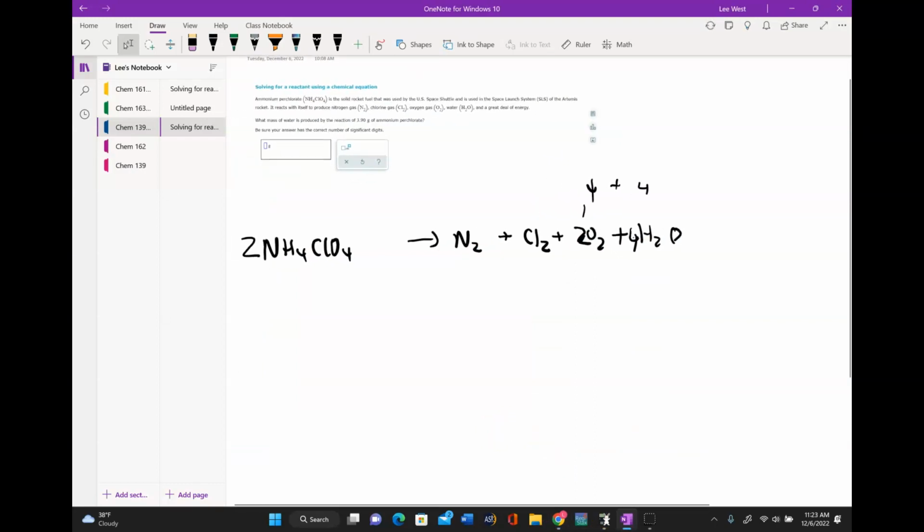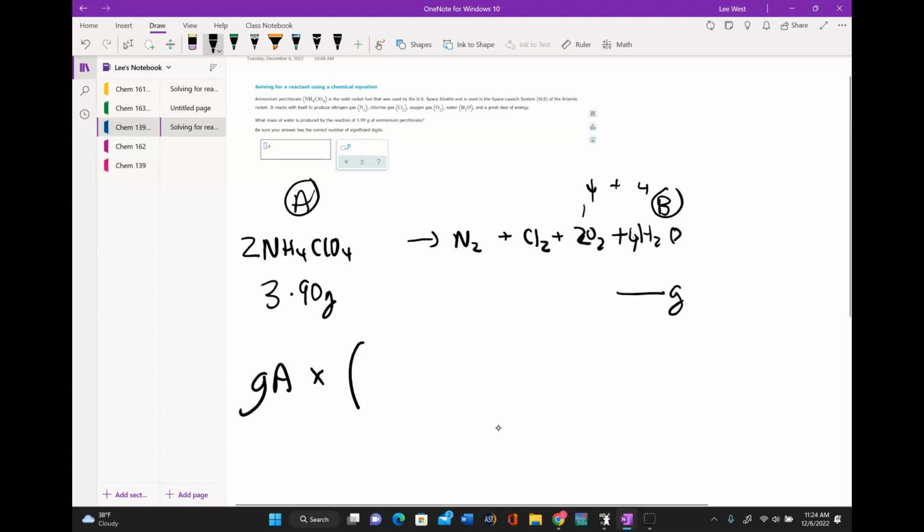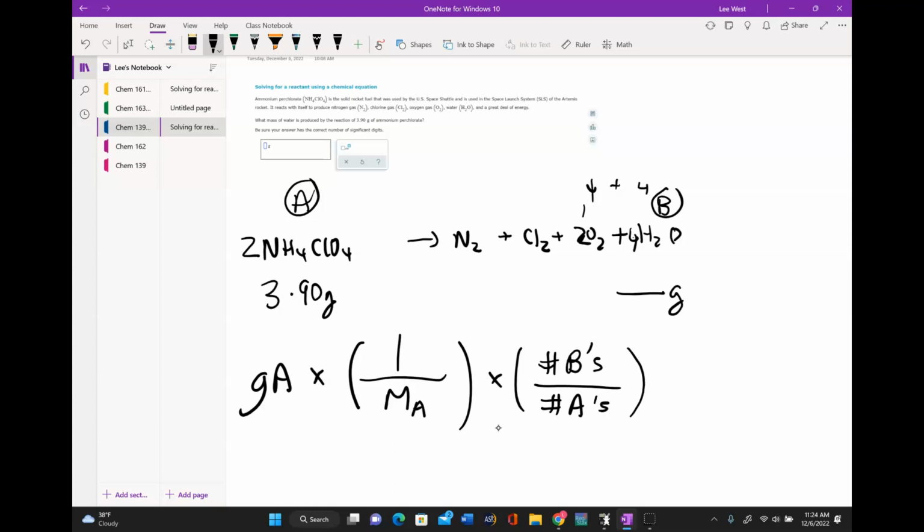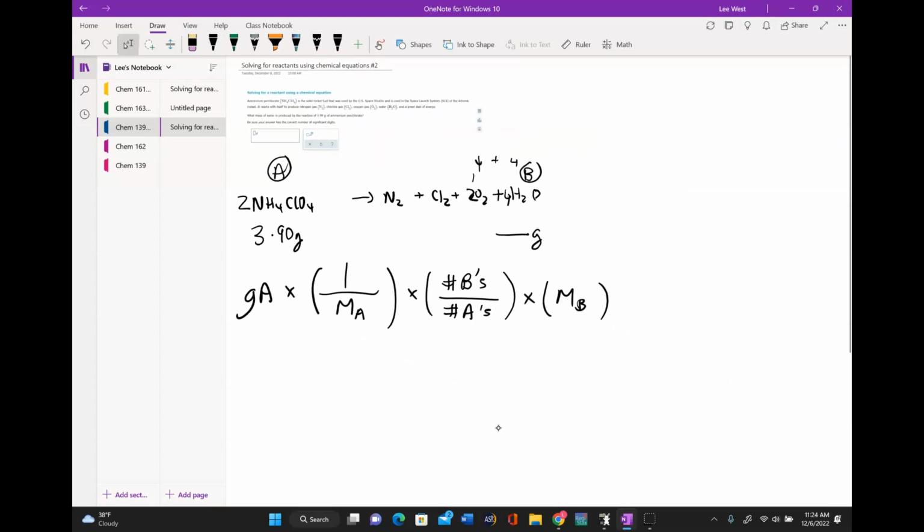So now, what it says is what mass of water is made by 3.90 grams of that, and we want grams of water. Okay, so that's my A and that's my B. So we know it's grams of A times 1 on the molar mass of A times the number of B's over the number of A's times the molar mass of my B, and that'll give me grams of B. So you've just got to multiply those 4 numbers together.